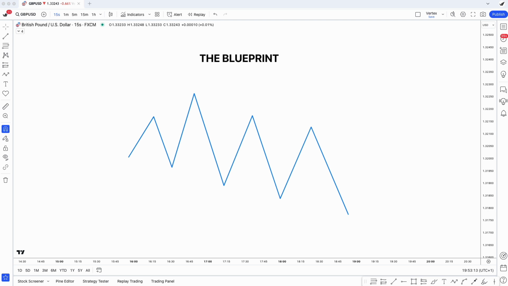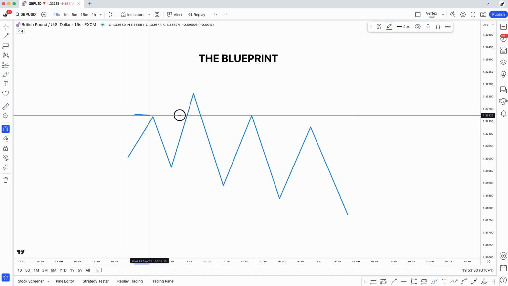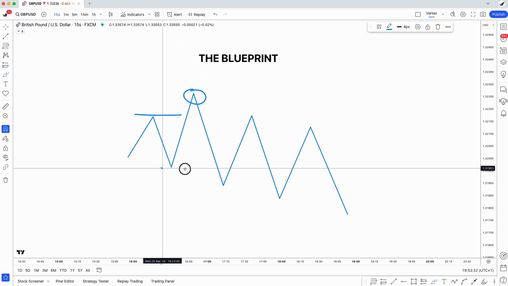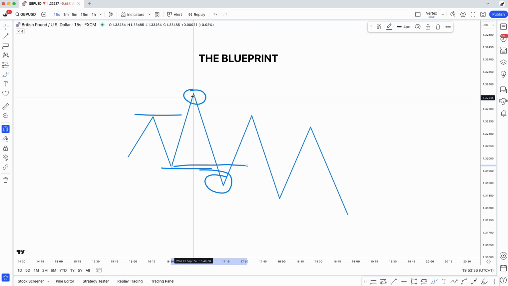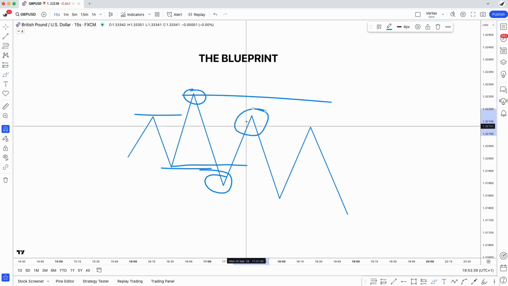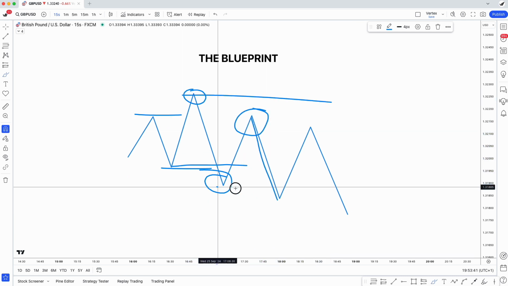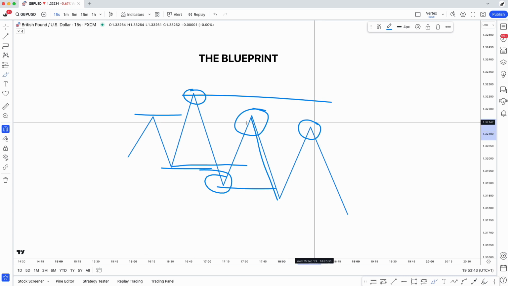Now, if you've kept up to date with the videos already posted, you would know the background behind the blueprint. This is a very basic drawing of it. Essentially what we're looking for is liquidity to be taken, and then we're looking for a break of structure. Then we're waiting for mitigation of the previous range, which we have here, and then we're waiting for that next break of structure, and we're looking to enter here.